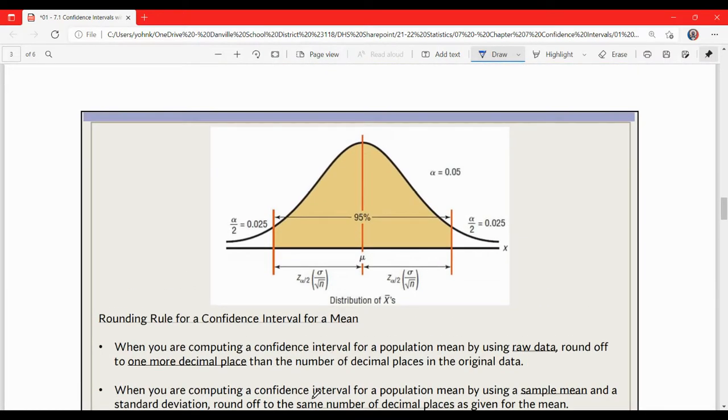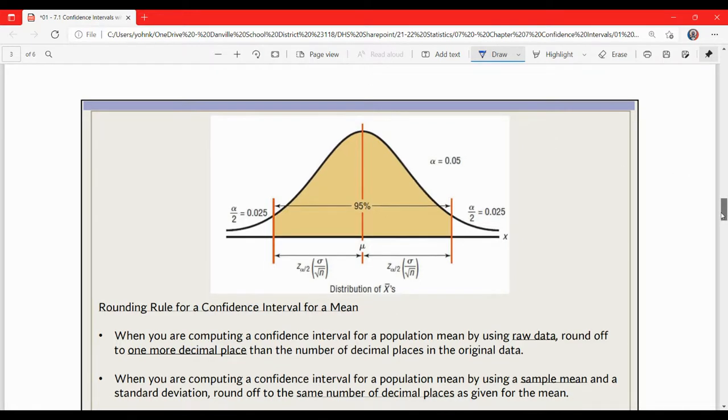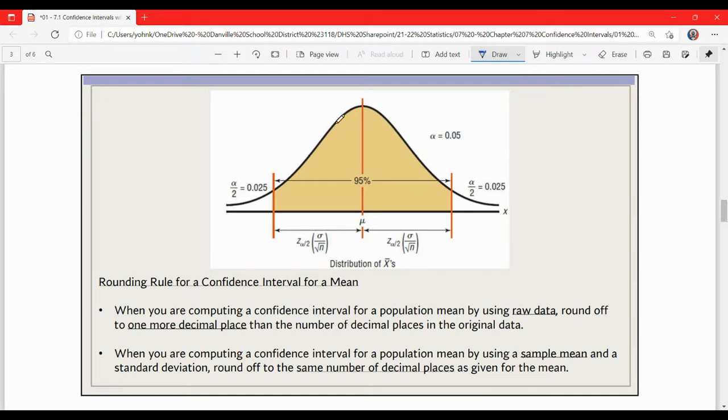Okay, so here's a graphic that kind of gives you an idea of what we're talking about. If we're writing a 95% confidence interval, that means we're looking for the middle 95%, which means 5% is going to be on the outside of the confidence interval. Divide it by 2, and you have 2.5% on either side. Notice that the mean is here in the center, and then you have your margin of error on either side.